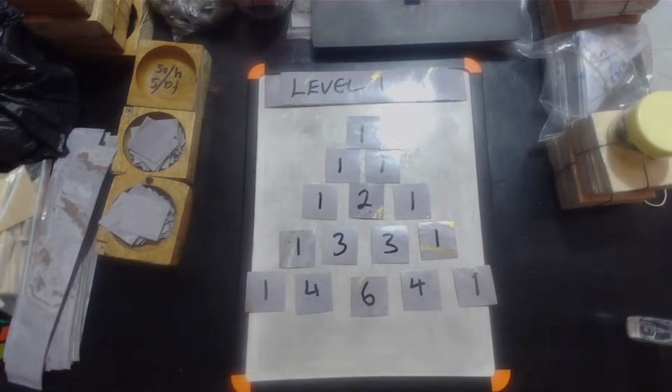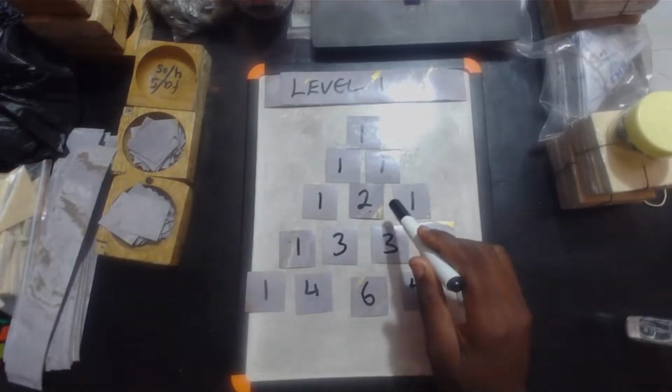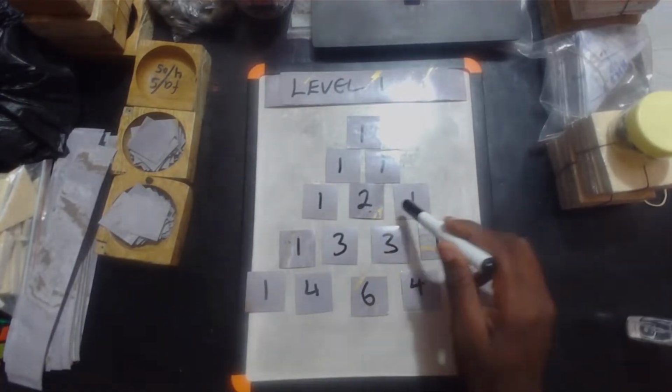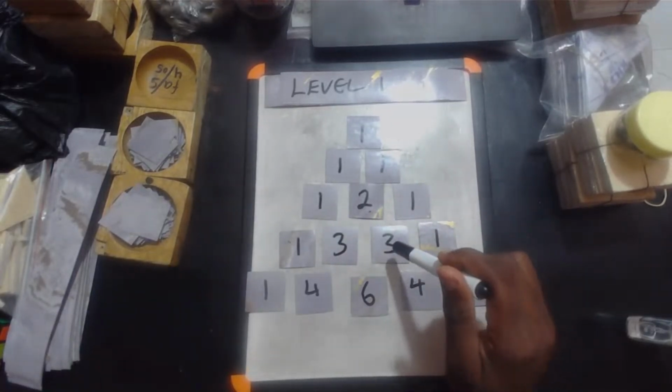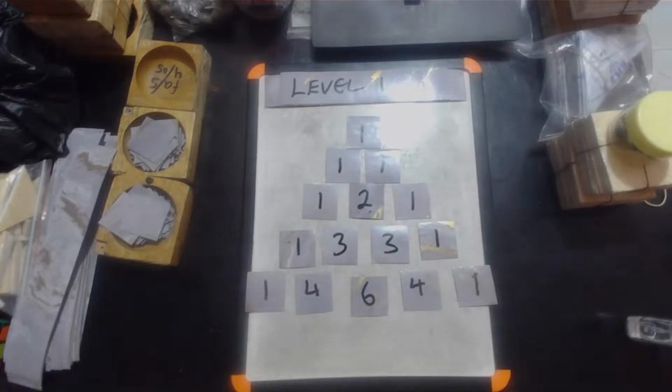Also, in Pascal's triangle, each number is the sum of the two members directly above it. Each member is the sum of the two members directly above it. So check that.